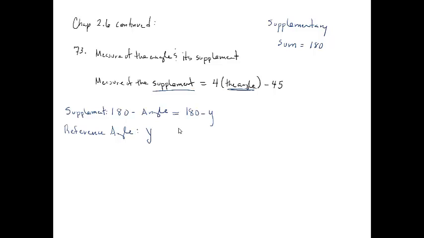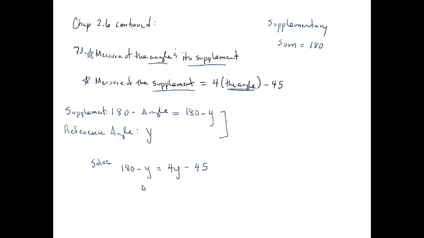Step 4 says, well, answer the question. So I'm going to rewrite this equation using this information. So the measure of the supplement, well, that's 180 minus y, equals 4 times the angle. Well, the angle is just y, minus 45. And I'm looking for the measure of the angle and its supplement. So at this point, I'm going to solve this equation.